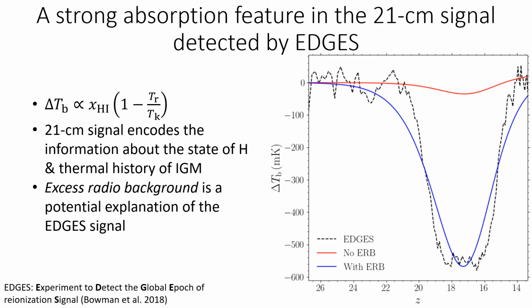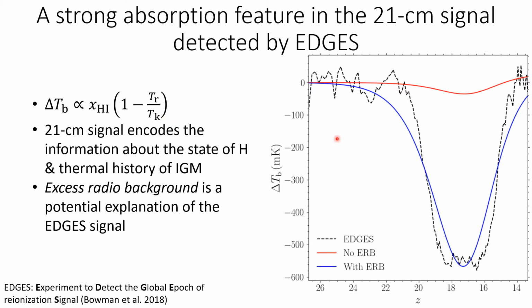So as you all know about the EDGES 21 centimeter signal, which was found to contain an absorption feature, which was quite strong as compared to what the standard models would predict. One of the potential explanations of this signal is inclusion of an excess radio background. In the presence of this background, the signal would become more negative, as we can see from this expression.